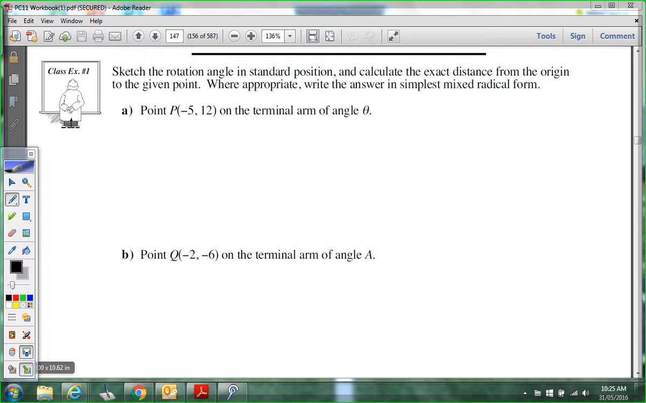So the point is -5, 12. We want to go ahead and plot that. So -5, then 1, 2, 3, 4, 5, 6, 7, 8, 9, 10, 11, 12. Okay, so we're up here. That's where that dot is on the terminal arm. So this is the terminal arm, and we're going to go down to here. Let's do a different color. So we're looking at this spot here.